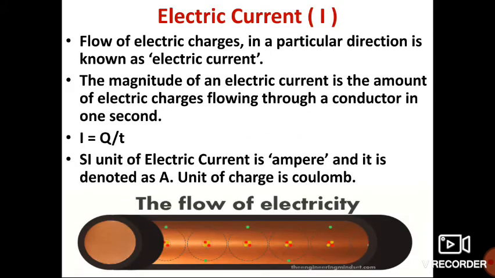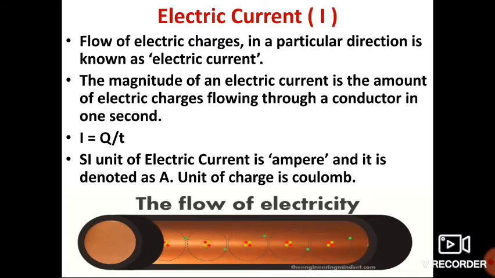Okay. Next one, electric current. This is another physical fundamental quantity. Flow of electric charge in a particular direction is known as electric current. So this flow of charges in a particular direction, this is called what? Electric current. The magnitude of electric current is the amount of electric charge flowing through a conductor in 1 second. Magnitude is I is equal to Q by T. Q means charge divided by T, 1 second. So the amount of charge flowing in 1 second, that is called the magnitude of electric current.